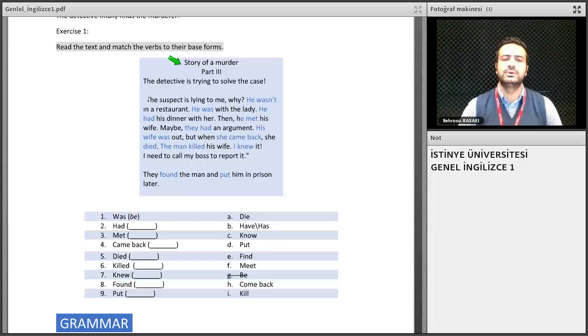Detective is trying to solve the case. The suspect is lying to me. Why? Why?